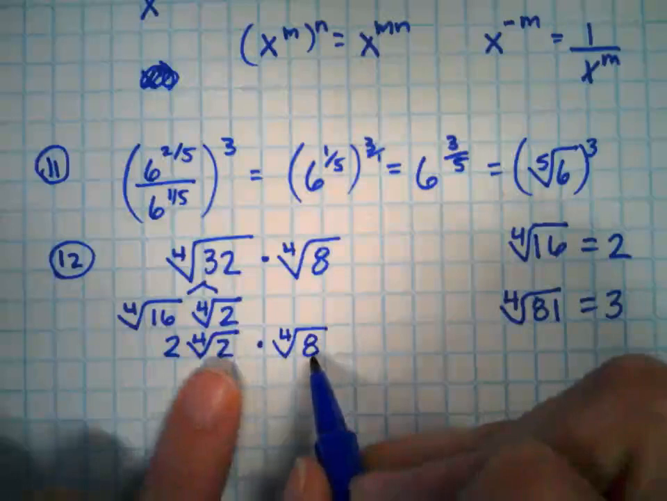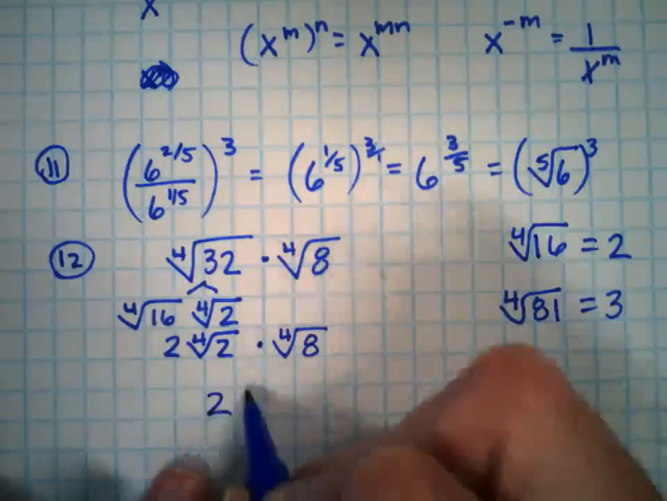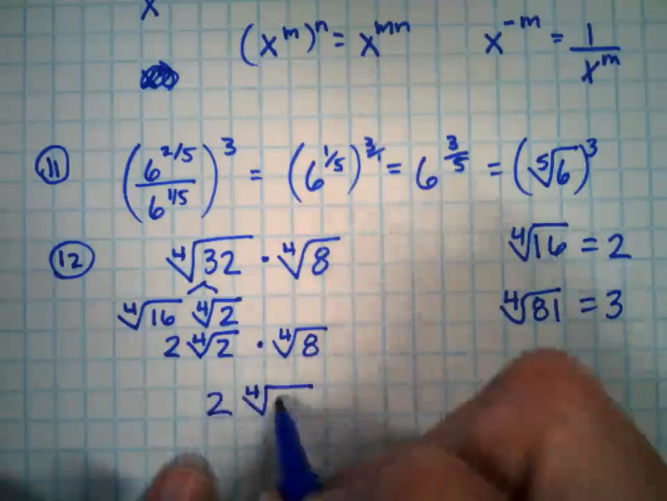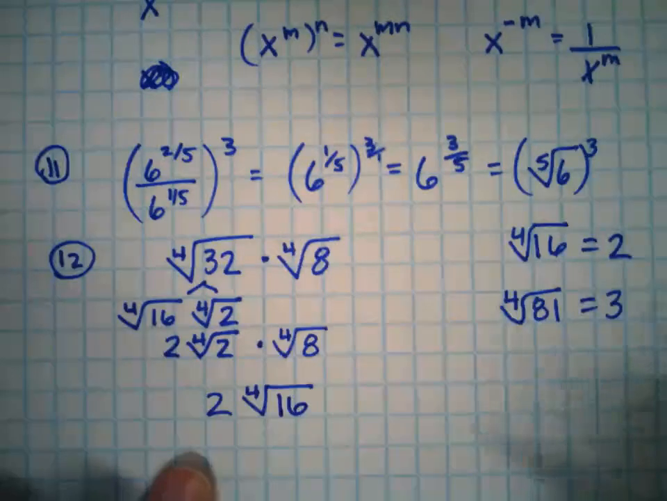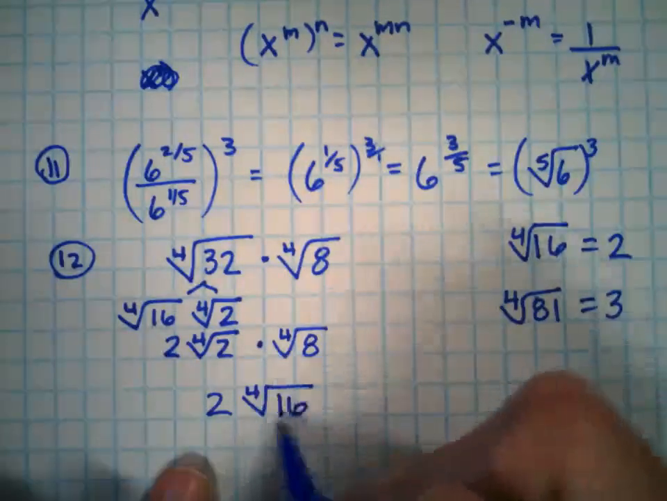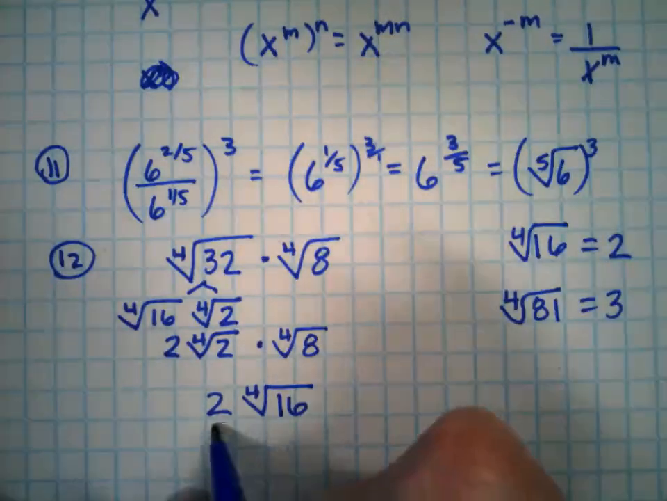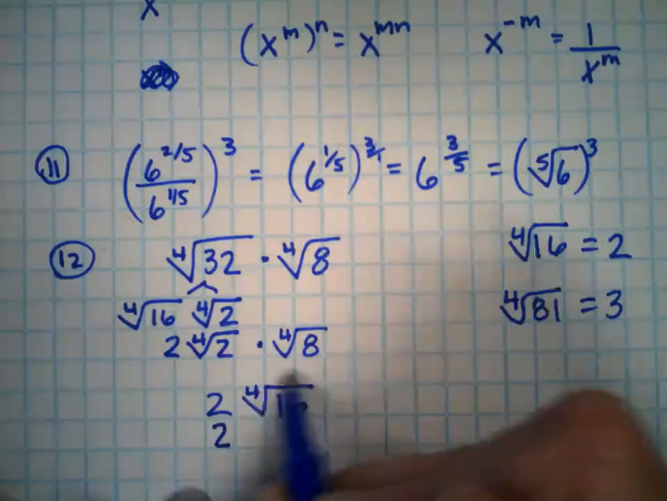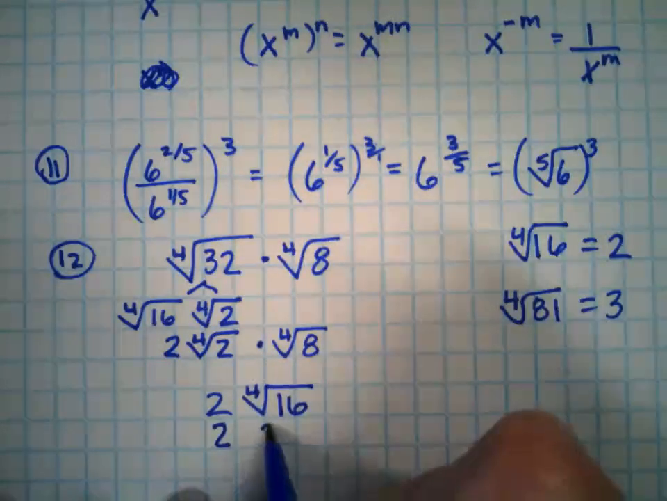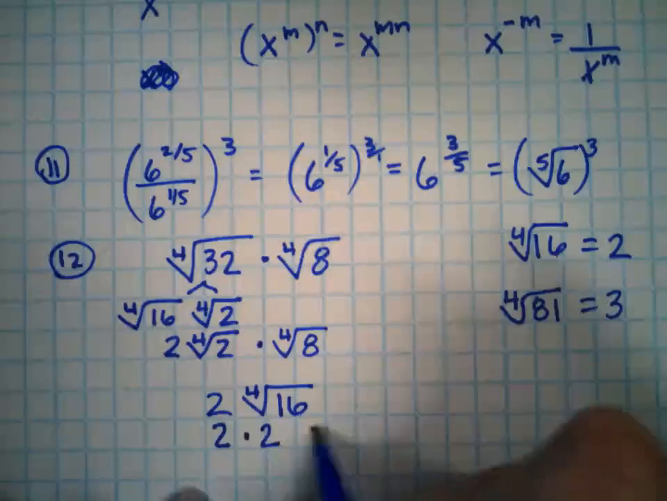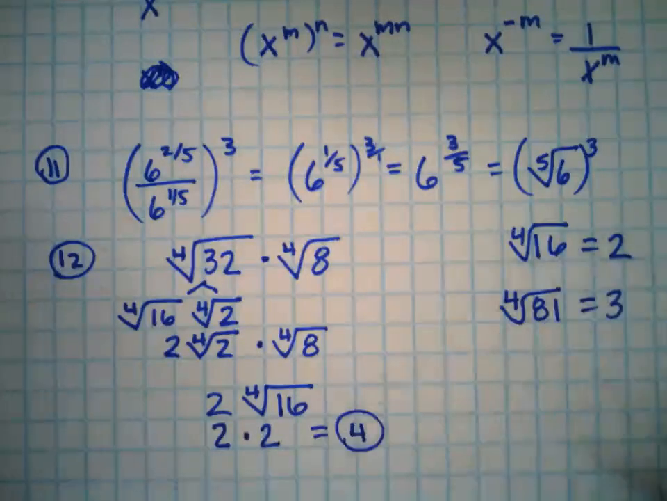Whatever's left under the radicals can get multiplied together. So 2 times 8 gives me 16. Then if you can simplify that any farther, you simplify it. So this 2 on the outside stays, and then this radical also becomes a 2. So I multiply those together to get my final answer of 4.